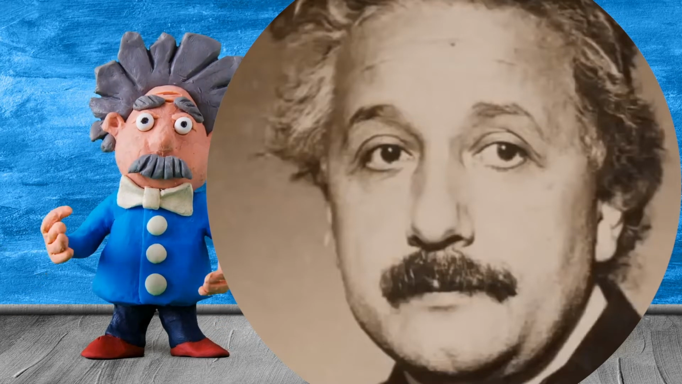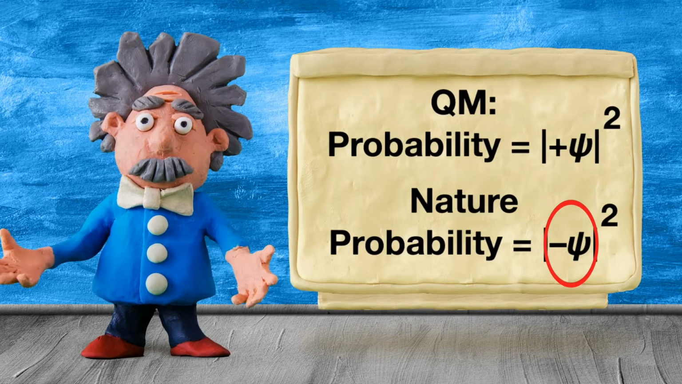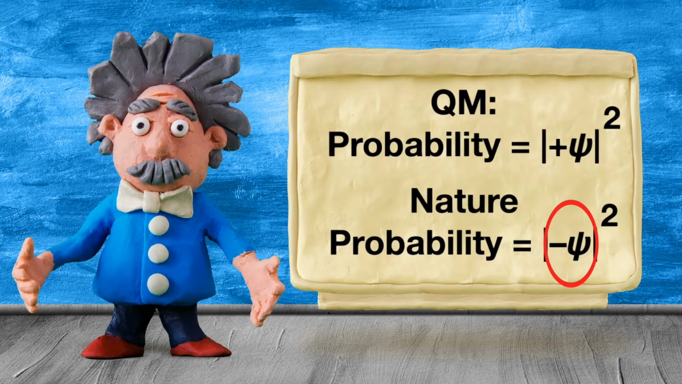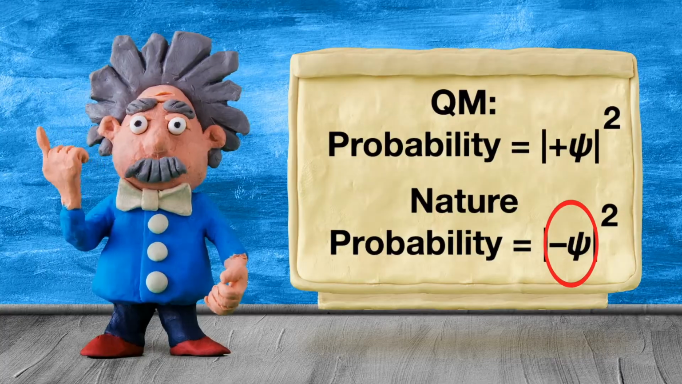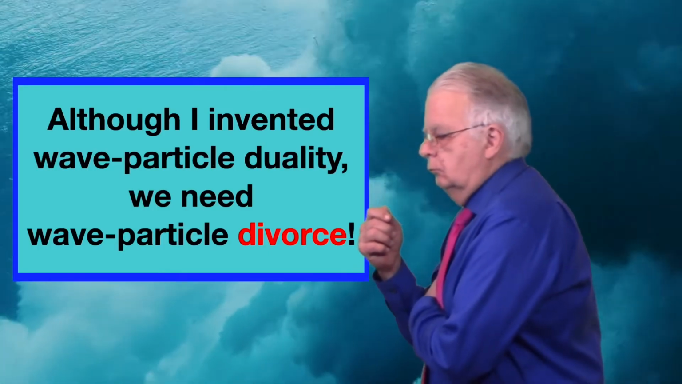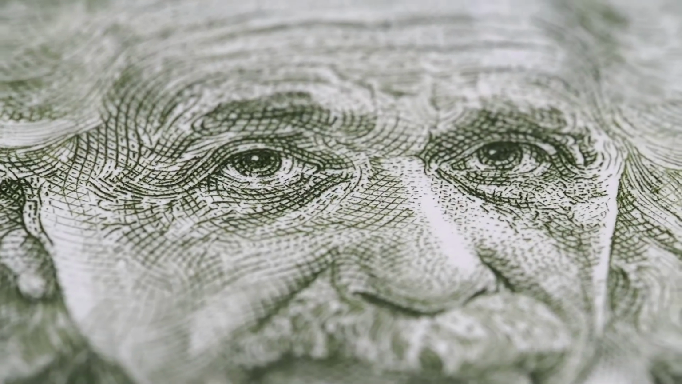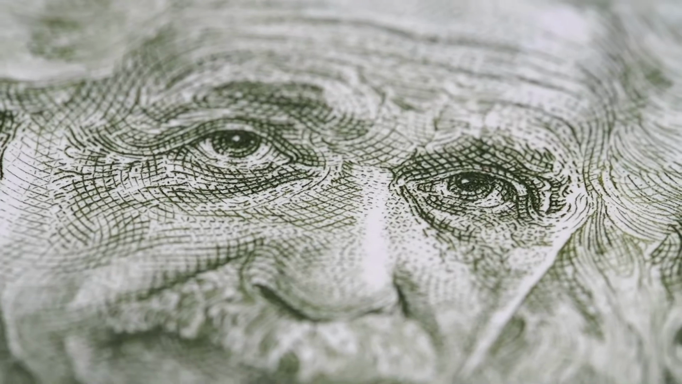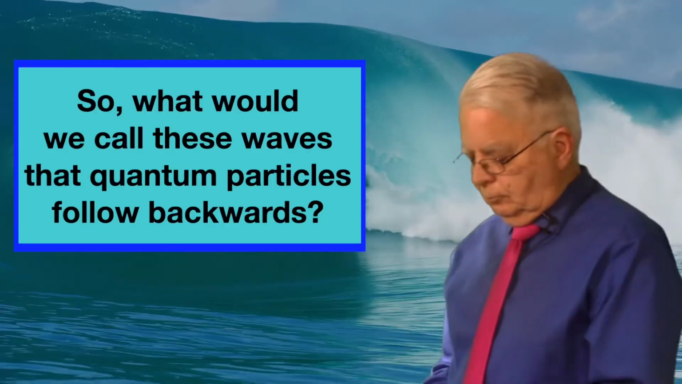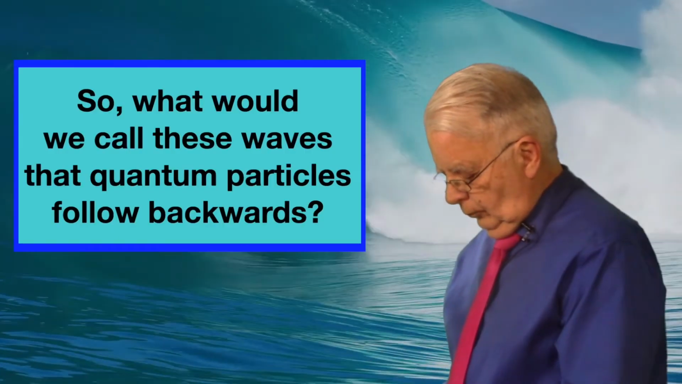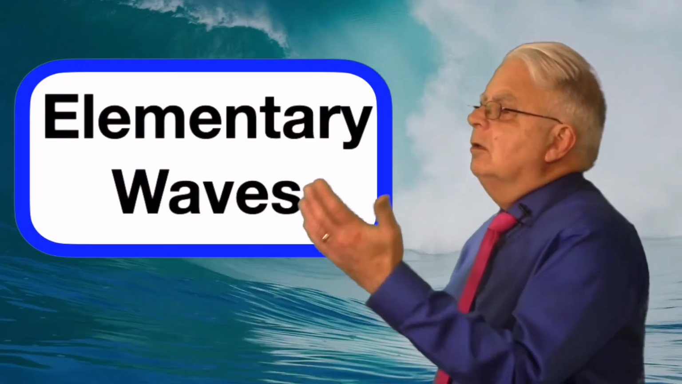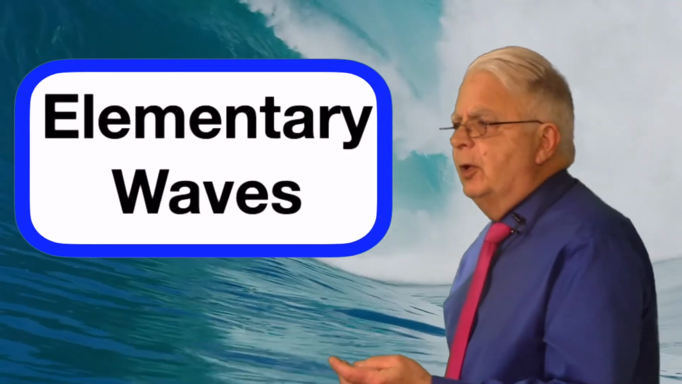If we were to change our mathematics from psi to minus psi, that would mean our quantum waves travel in the opposite direction as quantum particles. They would have to be zero energy waves. Although I was the one who invented the idea of wave-particle duality, we need wave-particle divorce. So what would we call these waves that quantum particles follow backwards? Well, we call them elementary waves.